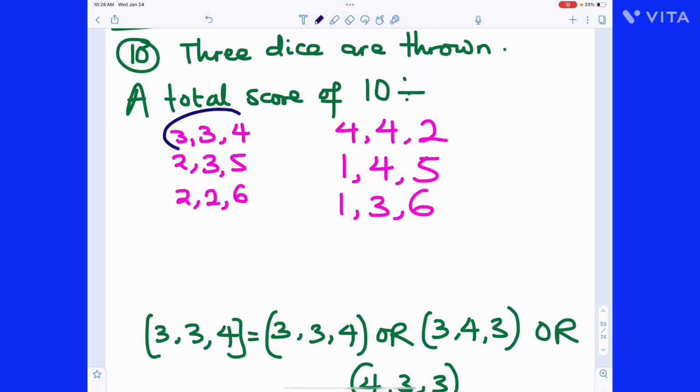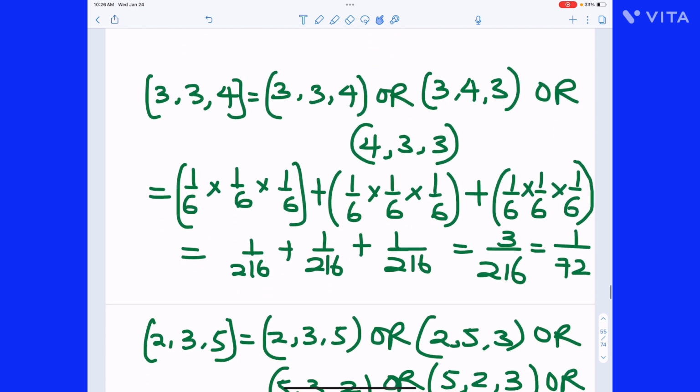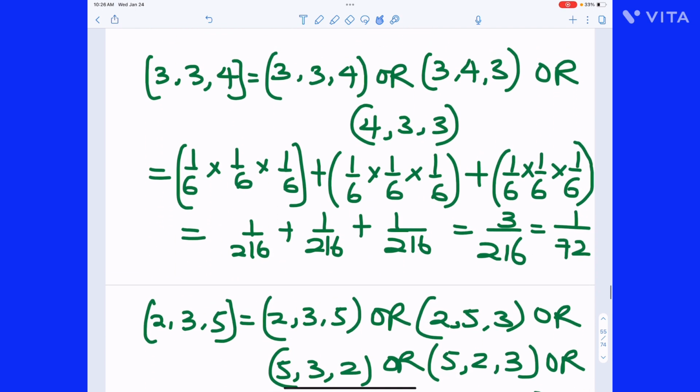Either you get 334, or you get 235, or 226, or 442, or 145, or 136. These are all the different outcomes from the 3 dice that can give you a total score of 10. Let's now take them one after the other. 334 can also happen in many ways.